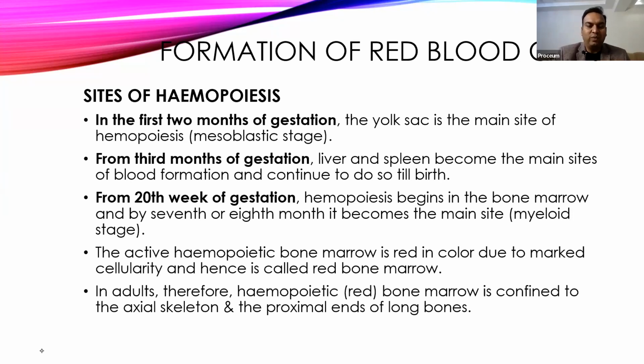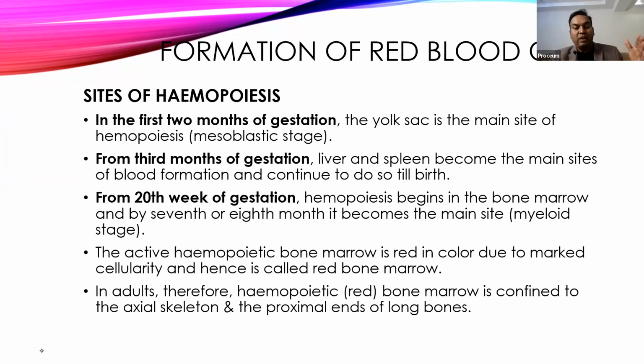But from the 20th week of gestation, bones also start developing. Along with the bones, bone marrow also develops inside the bone, and now RBC will start developing in the bone marrow also. So by the 4th or 5th month of gestation, RBC develops both from the liver and spleen, and also from the bone marrow. And this is called the myeloid stage of hemopoiesis.